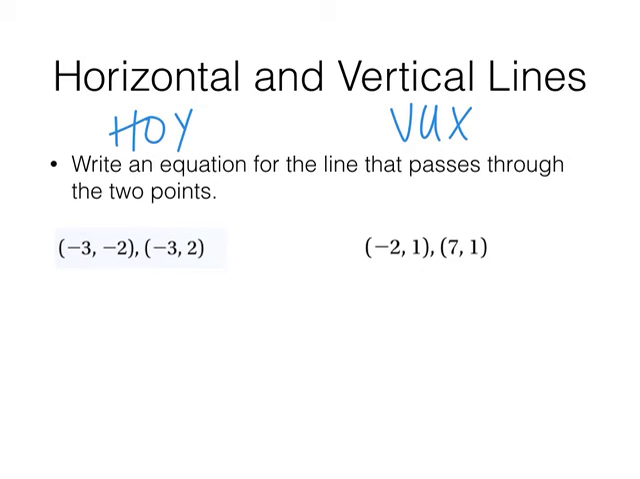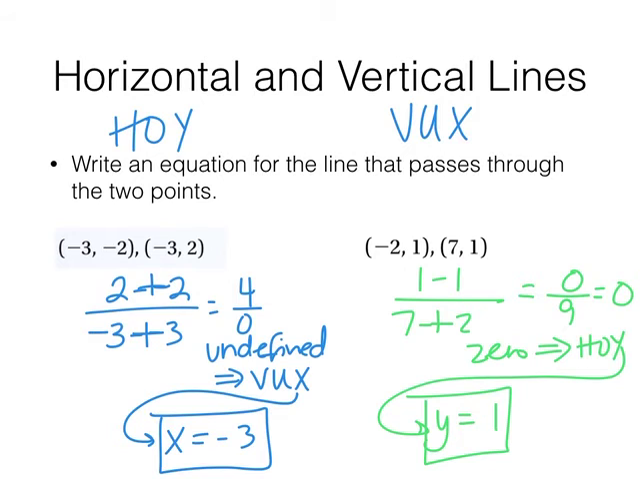Here comes your answer. And there you have it. Our vertical line ended up being x equals negative 3. Our horizontal line ended up being y equals 1. So I found the slope. When I discovered this one was the undefined one, I remembered VUX, which means it's an x equals equation. And all I have to do at that point is find the x value in both the points and write the equation. X equals negative 3.